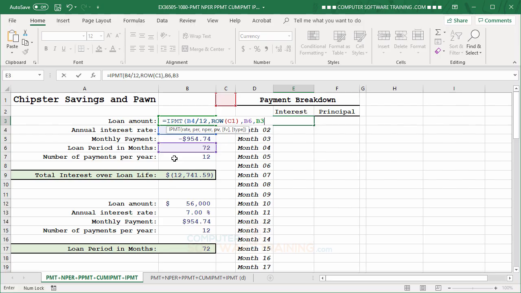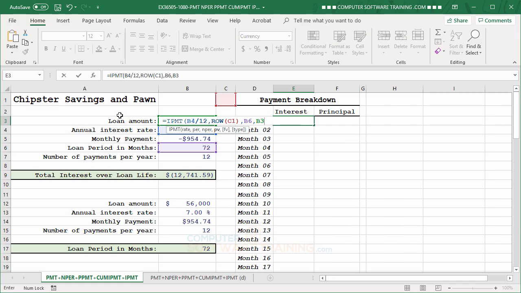So good so far, all right? Now, let me point something out. We're going to be copying this formula down, all right? The reference to B4, which is your interest rate, you don't want that to change to B5, to B6, to B7, to B8. The reference to B6, which is your loan period, how many months, right, is B6. You don't want that to change to B7, B8, B9, B10 as you're copying it down.